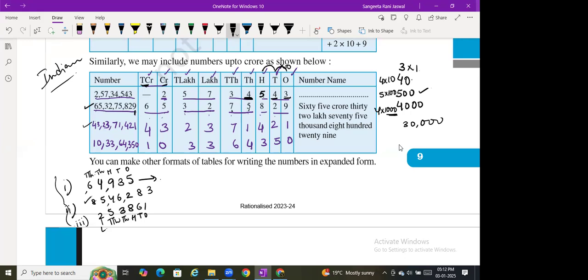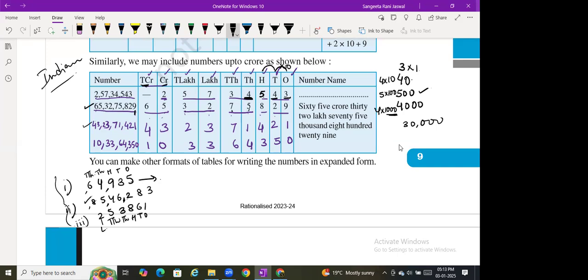And in the Indian system, we put the first comma after 3 places from the right side, then after 2, then further like this after 2 places. But things are different in the international system. In the international system, after every 3 digits, we put commas.